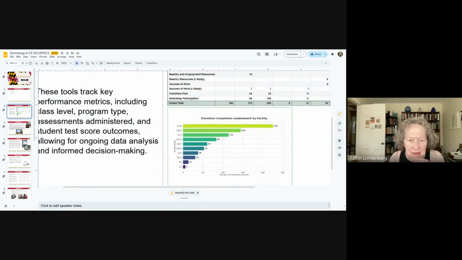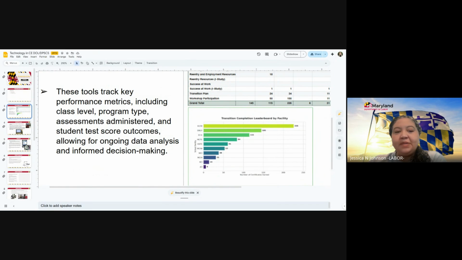Okay. So the purpose of the dashboards is the dashboards measure our key metrics. So you can look at the class or the program type, the assessments that are administered in that area. You can see how the students are engaging, look at their outcomes, and that helps us make instructional decisions.